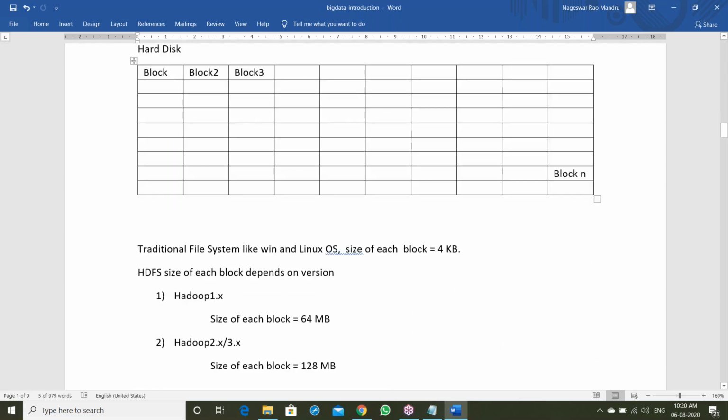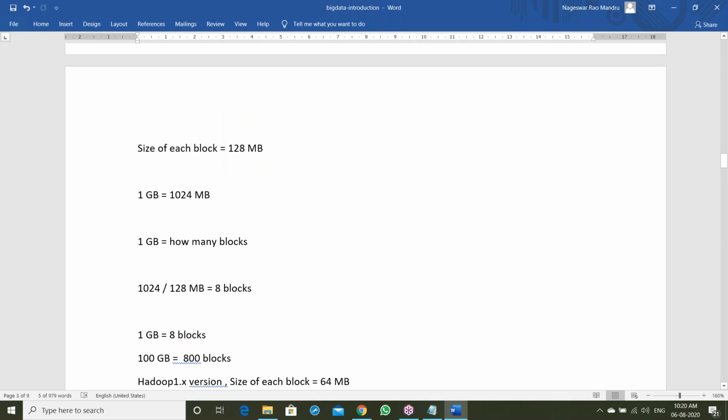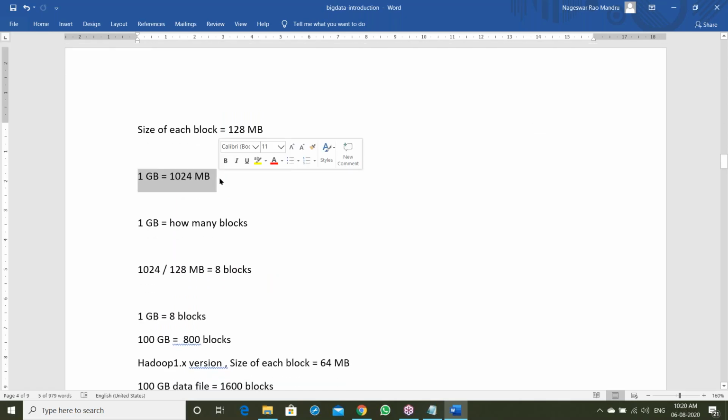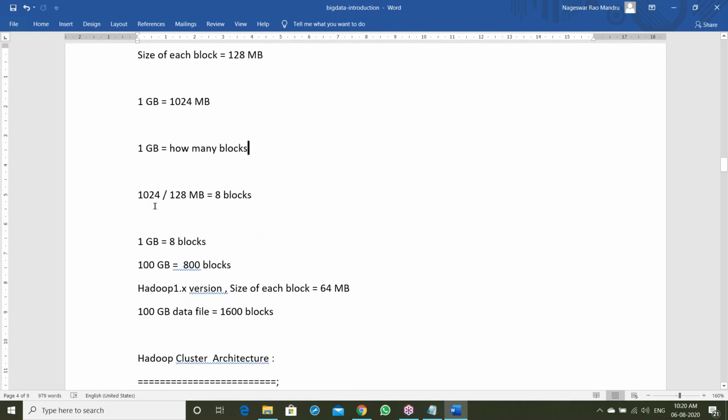Now let us come to the topic. 1 GB equals 1024 MB. Then 1 GB equals how many blocks? 1024 divided by 128, right? Here the size of each block is 128 MB. So 1024 MB divided by 128 MB is equal to 8 blocks. So 1 GB equals 8 blocks. Then 100 GB, how many blocks? 800 blocks. That's it.